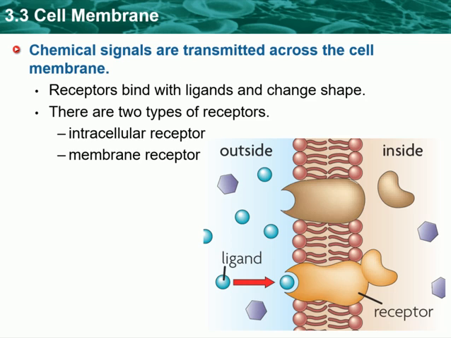For instance, Band 3 protein is a membrane receptor in red blood cells. When activated, it triggers processes that carry carbon dioxide from body tissues to the lungs.